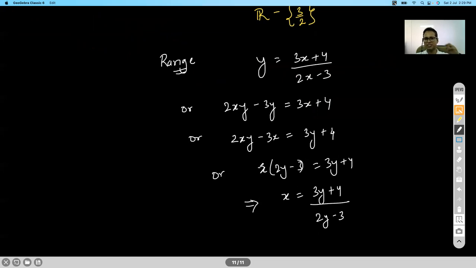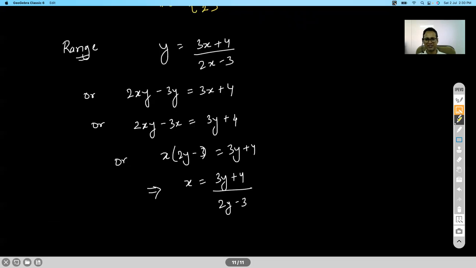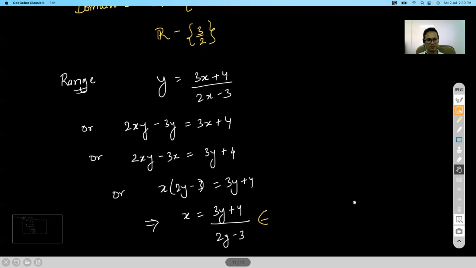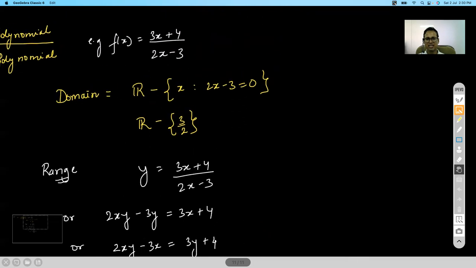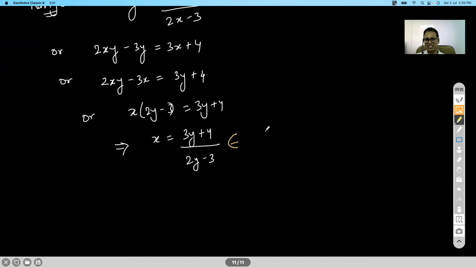Anybody having any problem in the simplification part? Right, Rishabh. I'll come to that. Your answer is absolutely right. But let us go slowly because many of the students would like to keep it slow and steady. Any problem so far? Now, this should belong to the domain of the function. And what's the domain of the function? R minus 3 by 2. Correct? Anything I have missed, please let me know. Yeah, so this should be R minus 3 by 2.